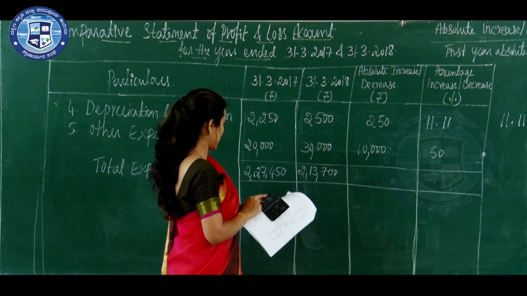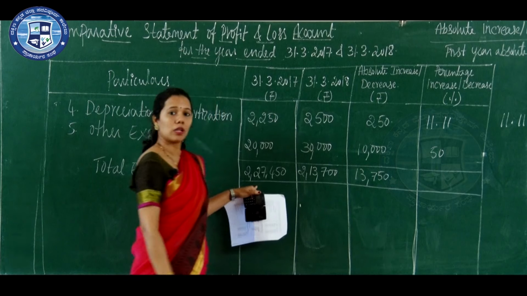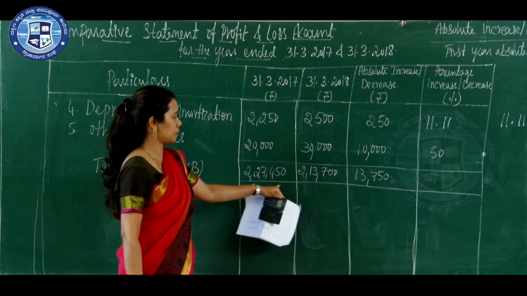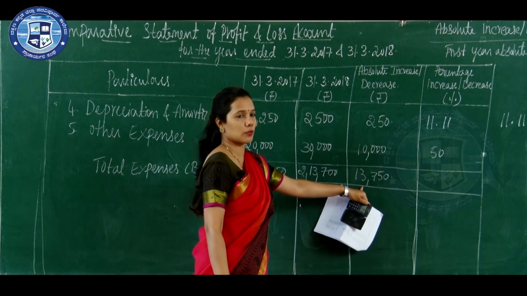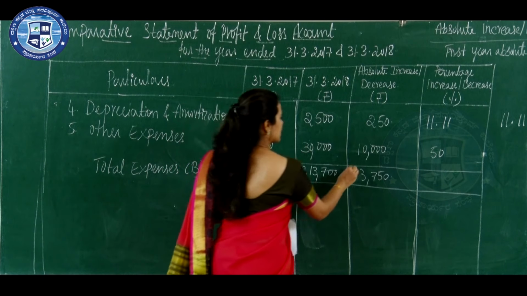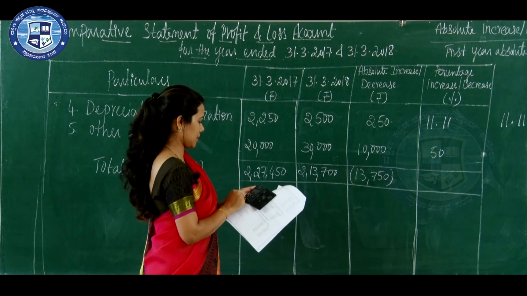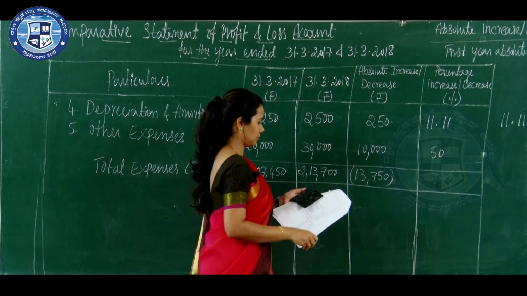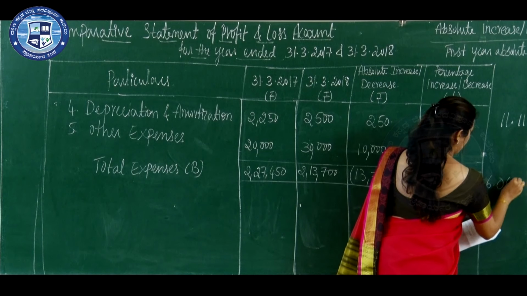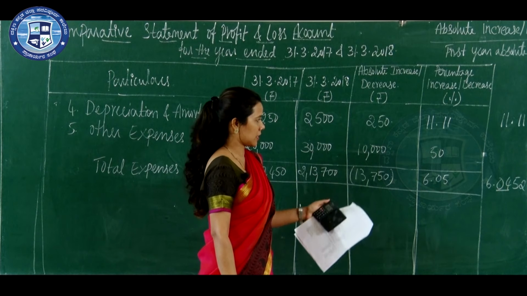2,13,700 minus 2,27,450. The difference is 13,750, and add all the expenses right from cost of material consumed till total expenses. So you will get 2,27,450 and 2,13,700, and the difference between these two is 13,750. Find out the difference, and it is a negative figure. 13,750 divided by 2,27,450 into 100. So you get 6.05. The actual answer is 6.04528. So 6.05%.